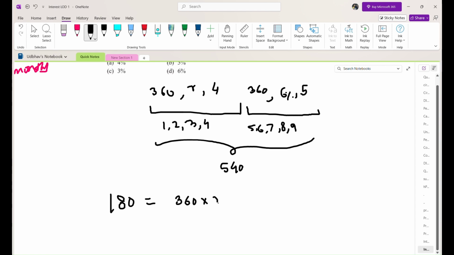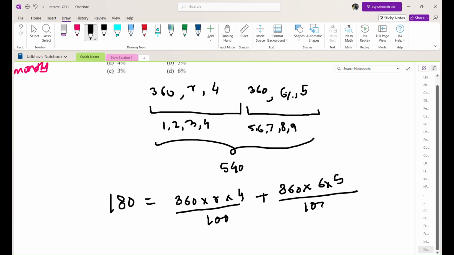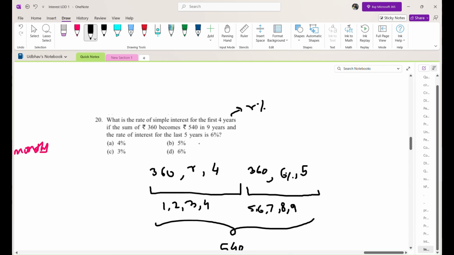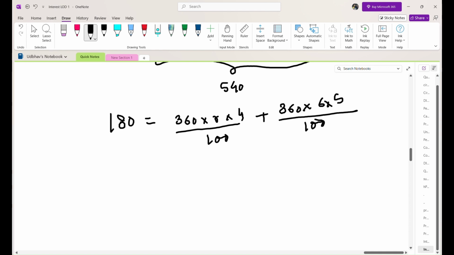360 into R into 4 upon 100, plus for the next 5 years the interest is 6% for 5. Make sure this is years and not months. Yeah, this is years. This will get cancelled, this will get cancelled. 2 times 3, 2 times 5, and we can just solve it.